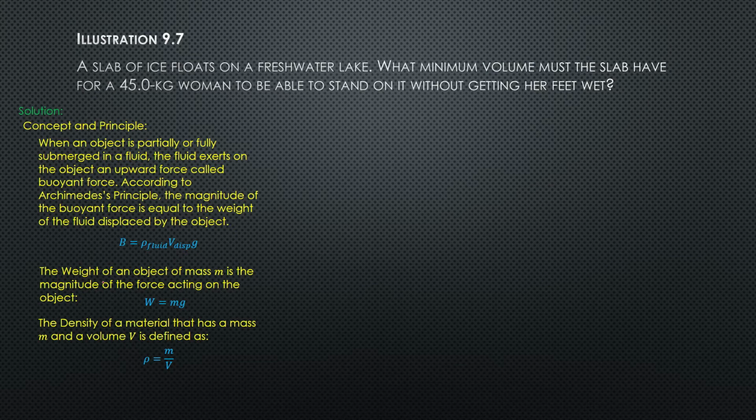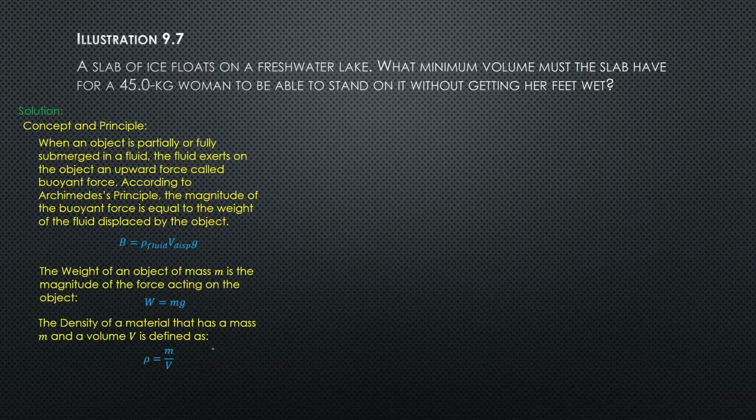Another concept we will be using is the weight. The weight of an object of mass m is the magnitude of the force acting on the object. So weight is equivalent to mass multiplied by acceleration due to gravity. And another concept will be the density. The density of a material that has a mass m and a volume V is defined as density equals mass over volume, or simply mass is equal to density multiplied by volume.